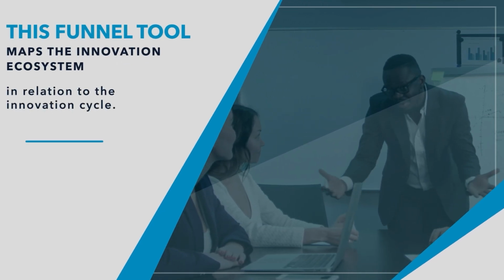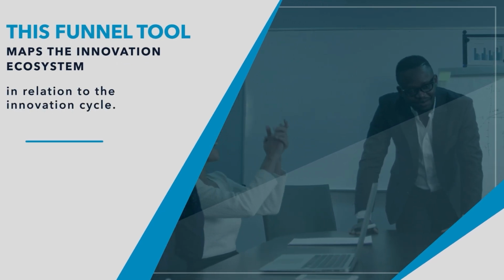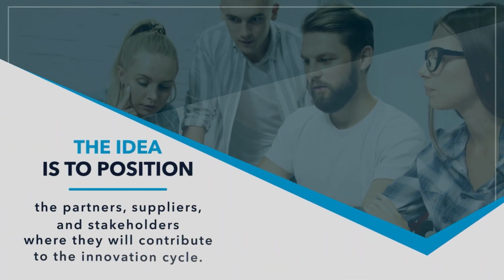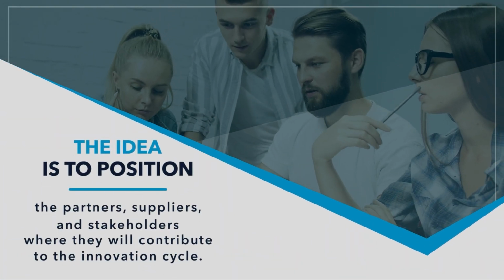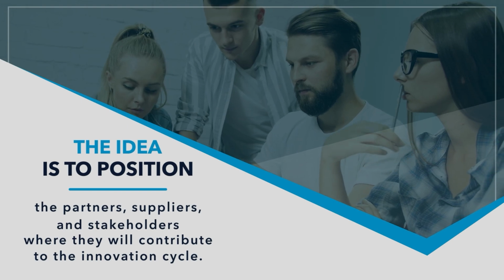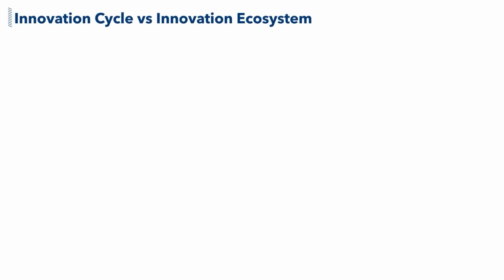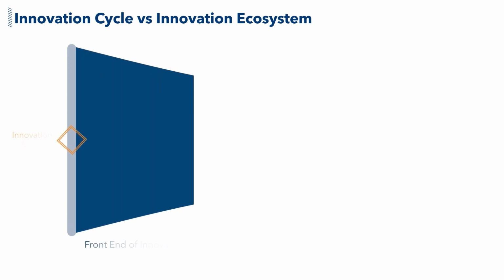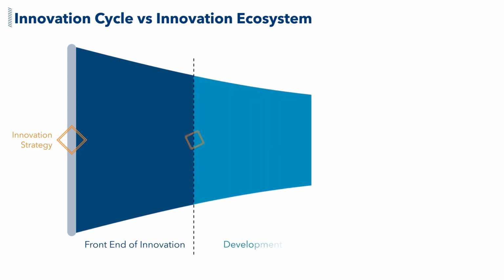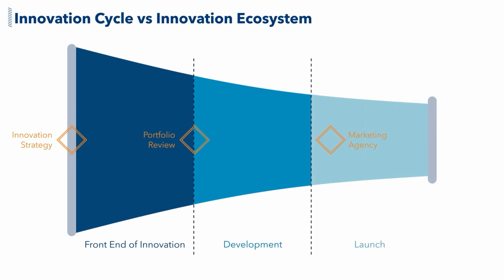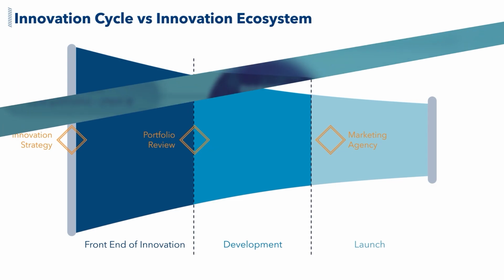This funnel tool maps the innovation ecosystem in relation to the innovation cycle. The idea is to position the partners, suppliers, and stakeholders where they will contribute to the innovation cycle. For instance, a market research firm would mainly contribute to the front end of innovation. On the other hand, the design firm will more likely be involved in the front end of innovation and the development process, since their competencies can be used. Lastly, the marketing agency is more equipped to assist with the launch, including but not limited to the campaign, ads, and promotions.